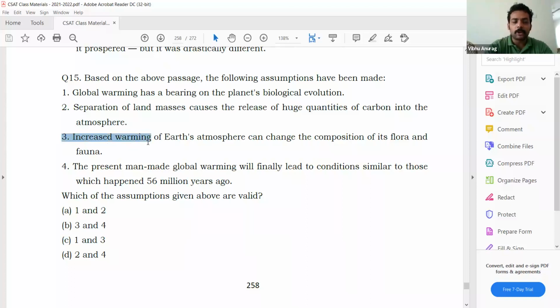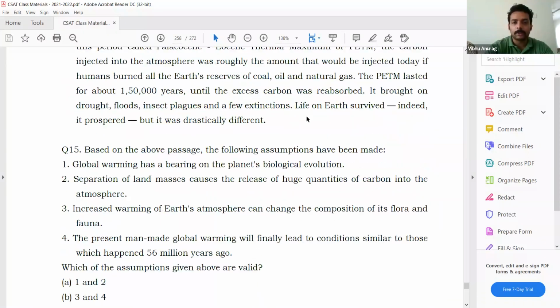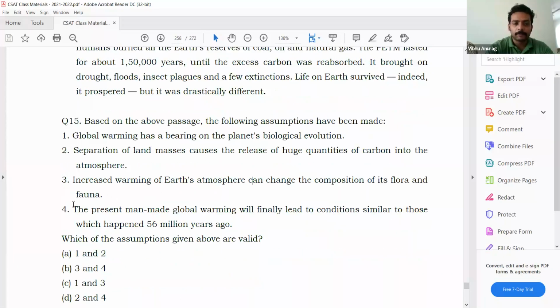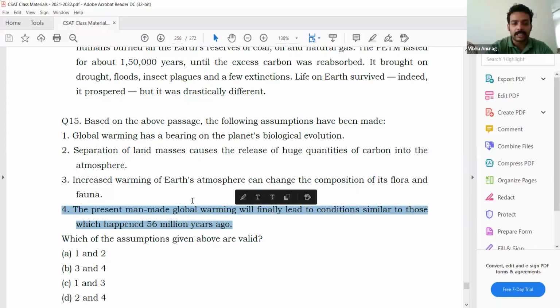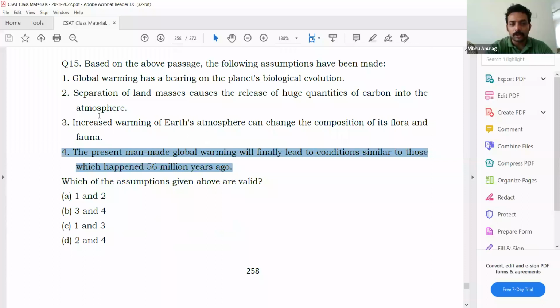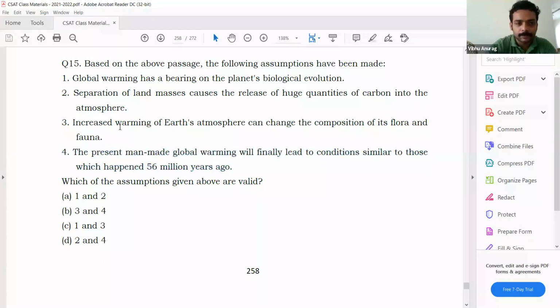3 says increased warming of Earth's atmosphere can change the composition of its flora and fauna. Flora means plant, fauna means animal. That is correct, because he talks about life on Earth being different. And fourth, the present man-made global warming will finally lead to conditions similar to those which happened 56 million years ago. Again, we don't know what will happen in the future. The passage doesn't really deal with it. So 4 is wrong. Correct is 1 and 3. C is the answer. I hope everybody is clear.